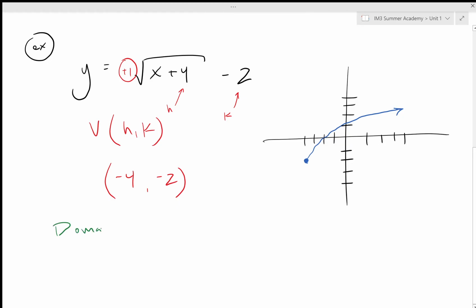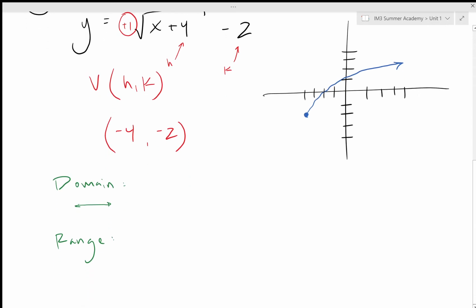Okay, so these should be some words that are not new to you. Domain and range. They're telling us what values this graph covers. Domain, remember, is covering side to side. It's the x values. Range covers up and down, the y values. If you want to make a note of that, I'll put it here. These are the x values. These are the y values.